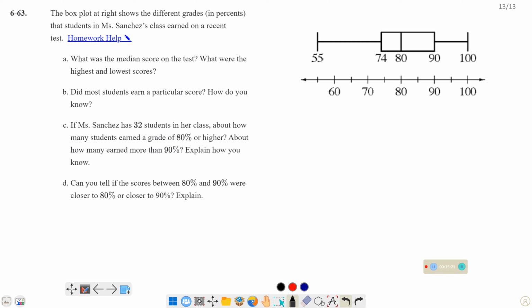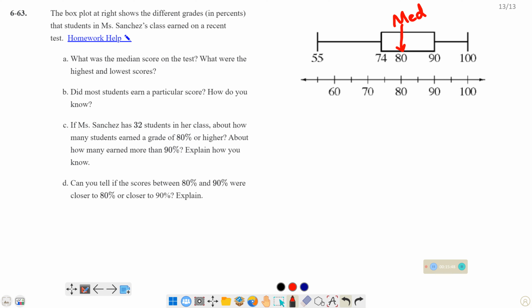Okay. Many students do not know how to read a box plot. When I was a kid, this was called a box and whisker. Notice the box and the whiskers. However, we just call this a box plot, and I want you to notice the center is called the median. What was the median score?